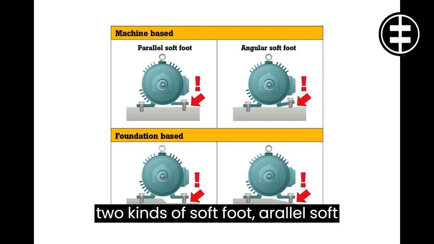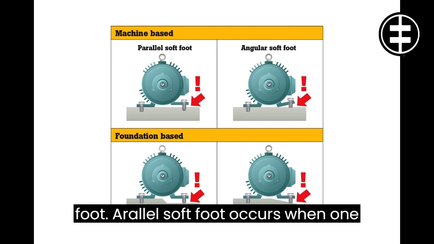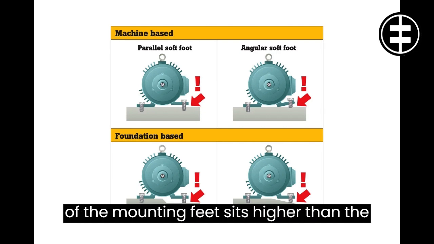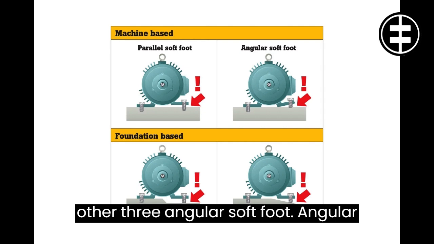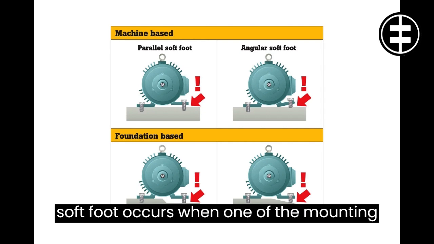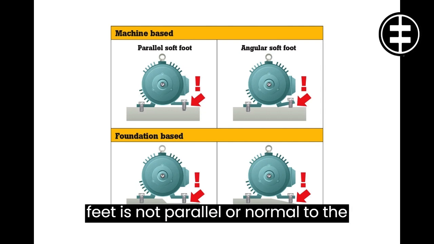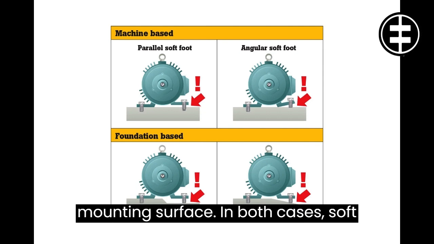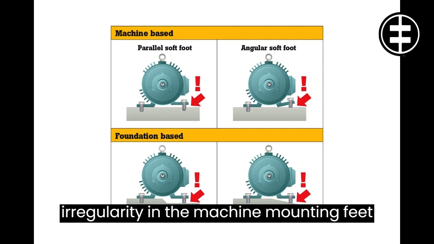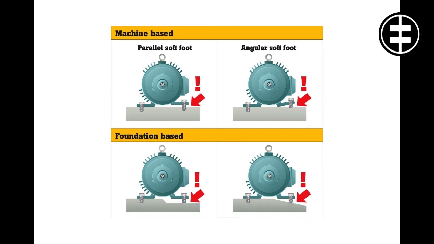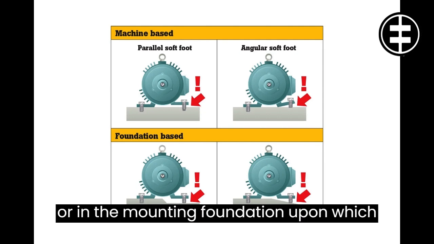There are two kinds of soft foot. Parallel soft foot. Parallel soft foot occurs when one of the mounting feet sits higher than the other three. Angular soft foot. Angular soft foot occurs when one of the mounting feet is not parallel or normal to the mounting surface. In both cases, soft foot can be caused either by an irregularity in the machine mounting feet or in the mounting foundation upon which the feet rest.